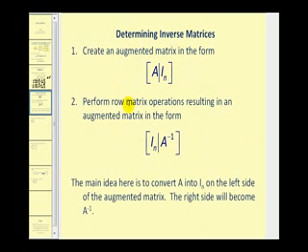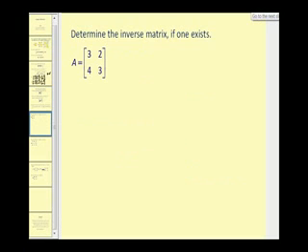So what we'll do then is perform row matrix operations that will result in the identity matrix being on the left side, and the right side will become the inverse of matrix A. So the main idea here is to convert matrix A on the left into the identity matrix, and then the right side will be the inverse of matrix A. Let's go ahead and give it a try. So if we want to find the inverse of this matrix, we'll set up an augmented matrix where the left side will be the given matrix and the right side will be the identity matrix.